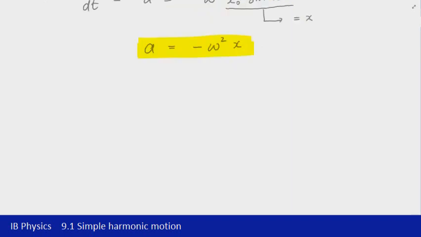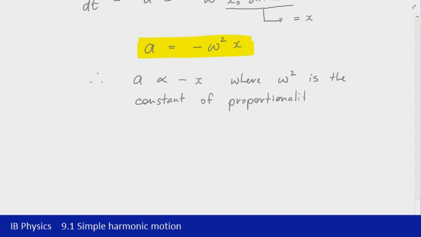Now this links all the way back to what we started off with in the first video. We can identify here that since a is equal to negative omega squared x, for any given scenario omega is going to be a constant, and so from this equation we can identify that a is proportional to negative x. So the acceleration is in the opposite direction to the displacement, and it's proportional to the displacement. And the constant of proportionality is omega squared. So while we started with that relationship, it actually falls out fairly neatly from the maths behind it, and we can see there the constant of proportionality being omega squared.